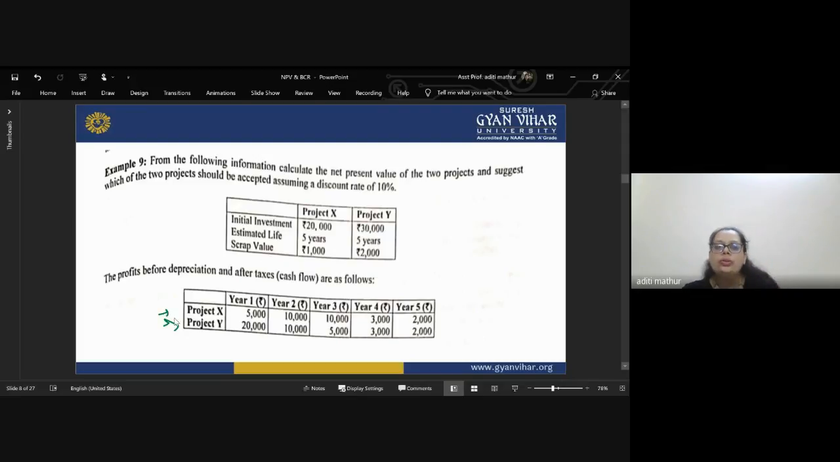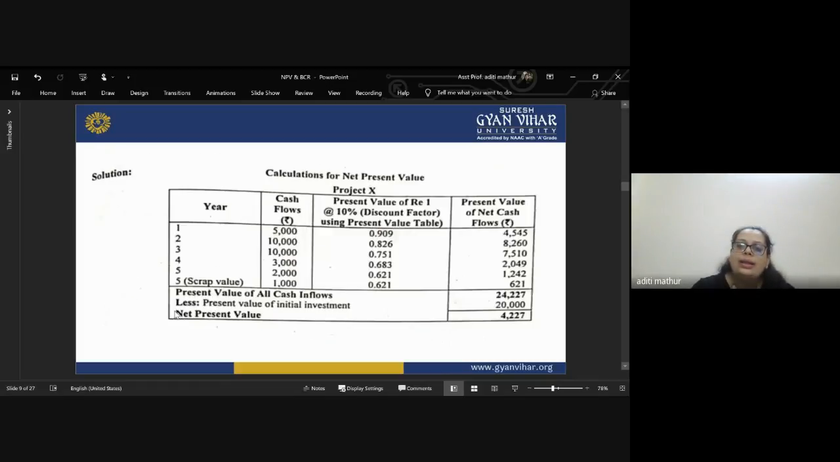Now what you're going to do, you will first do the calculation of project X, then the calculation of project Y, and then you will compare the present value of both projects X and Y, and decide whether to accept X or to accept Y. So let us do it one by one. Let us first do the calculation of our project X. We will prepare a table.